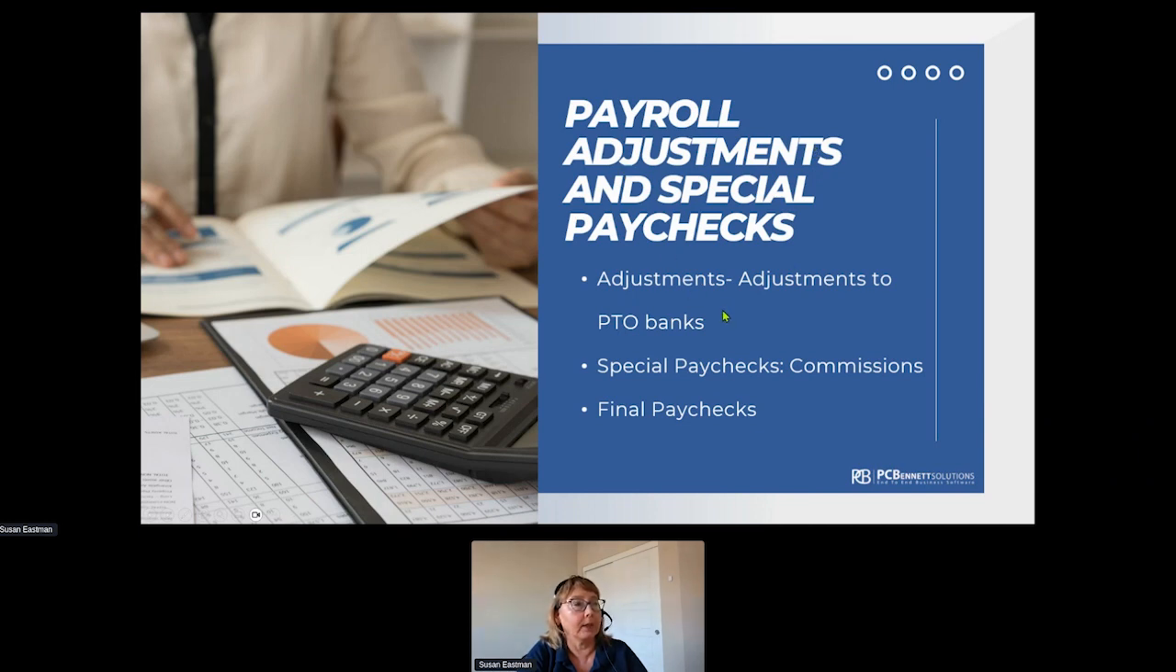And that adjustment can be like if you want to do a spot award of additional PTO time or vacation time, you can use something like an adjustment.